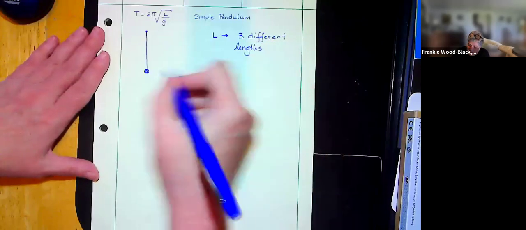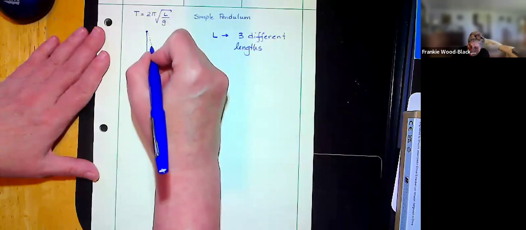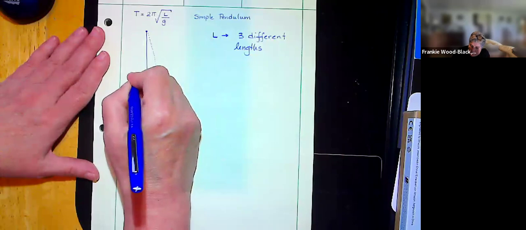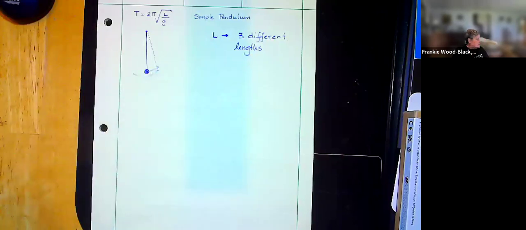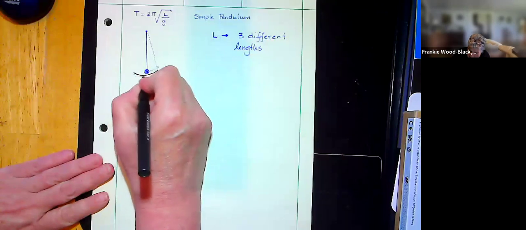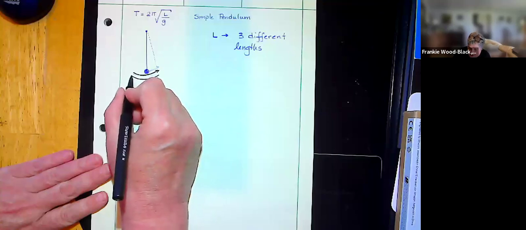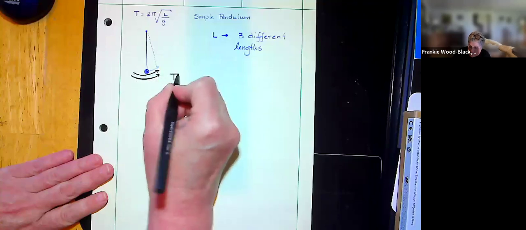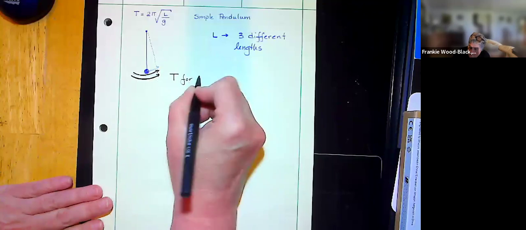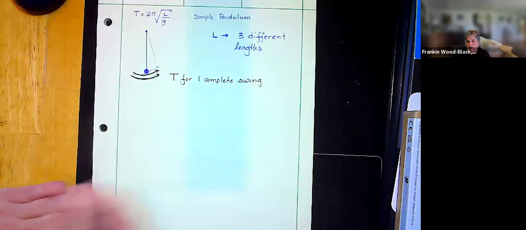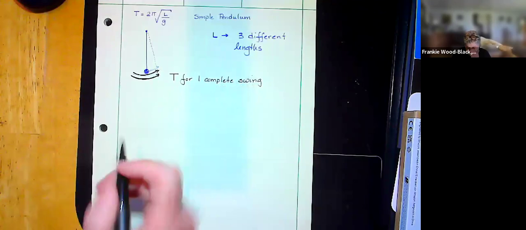What you're going to do is move your pendulum, raise it up, and allow it to go back and forth. So this is considered 1 period. You go back and forth to the start. So 1 period goes from here to here, and that is a period, and that's the time that it takes for 1 complete swing.